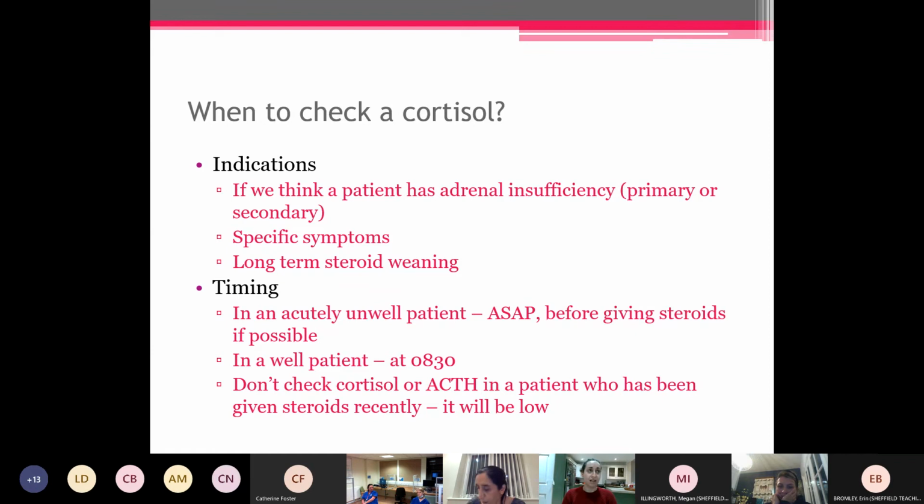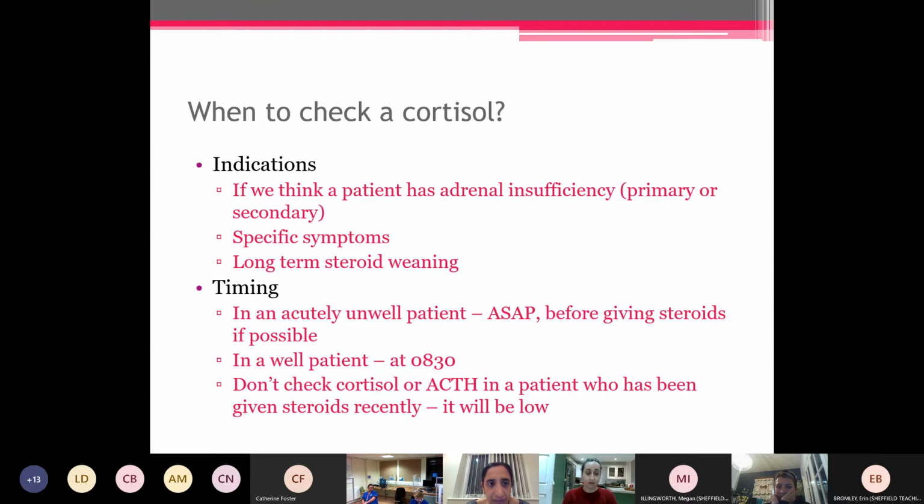So if someone's really well and has really non-specific symptoms, or for example hyponatremia, and it's like 4 o'clock in the afternoon, or 2 o'clock in the morning, doing a cortisol is not overly helpful, because if it's not above 350, I'm just going to say repeat it at 8:30 anyway. If someone's been on steroids recently, it will 100% be low, and checking it isn't helpful, because all I'm going to say is needs checking again later.